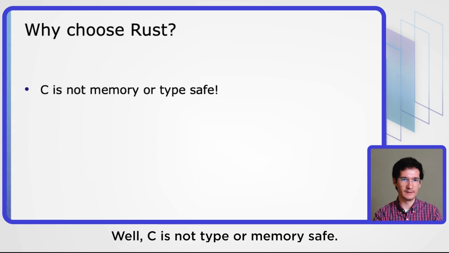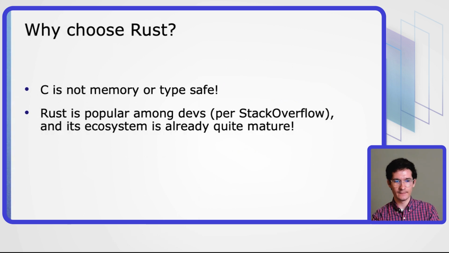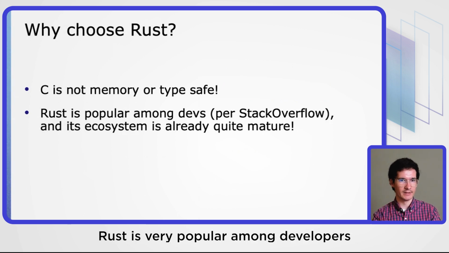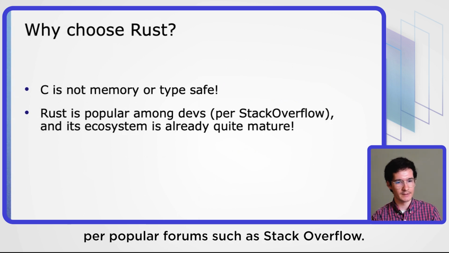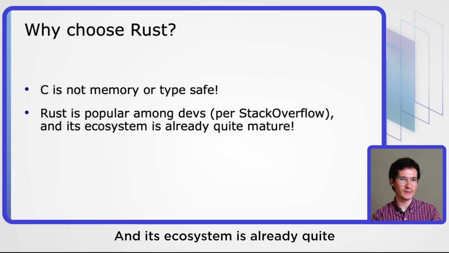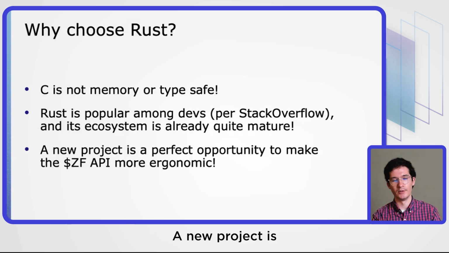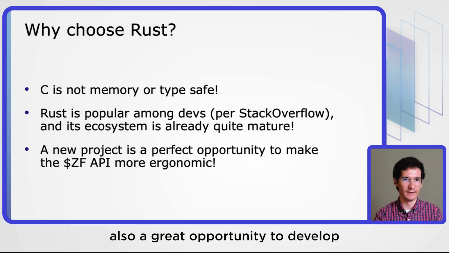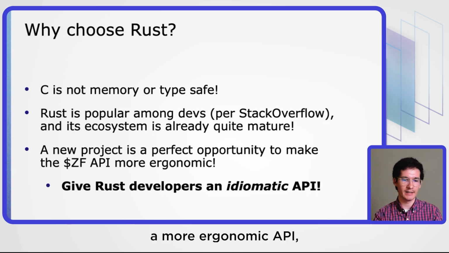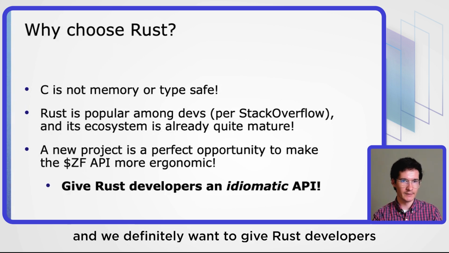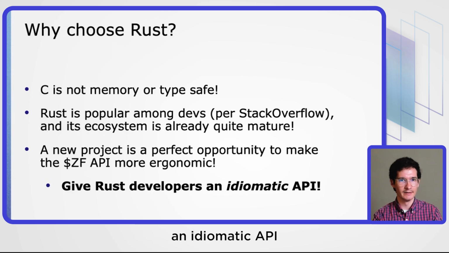But why Rust? Well, C is not type or memory safe. Rust is very popular among developers per popular forums such as Stack Overflow, and its ecosystem is already quite mature for its age. A new project is also a great opportunity to develop a more ergonomic API, and we definitely want to give Rust developers an idiomatic API so that any Rust programmer can jump in and start using the tool.